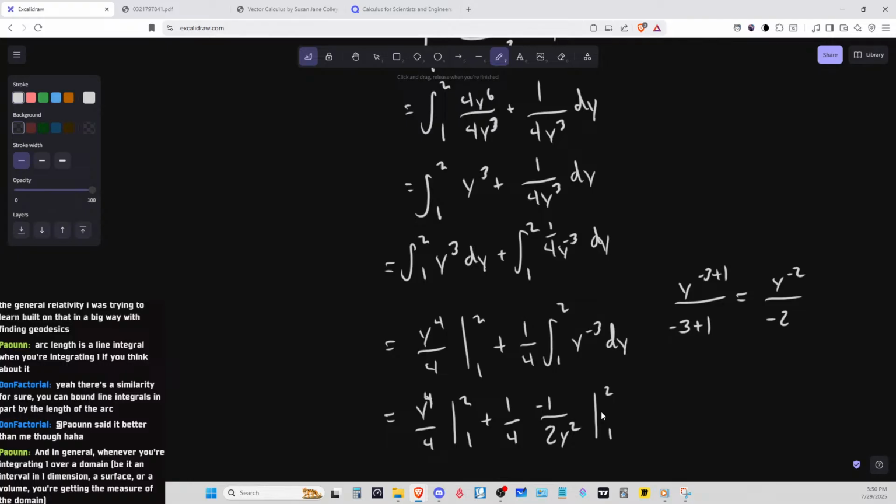In general, whenever you're integrating 1 over a domain, be it an interval of 1 dimension, a surface, or a volume, you're getting the measure of the domain. Oh, okay. I'm trying to visualize what you're saying, because when you say measure the domain, I'm thinking of the domain as a number line or an axis, mainly a number line like the x-axis. And I'm like, measuring the domain. Huh.